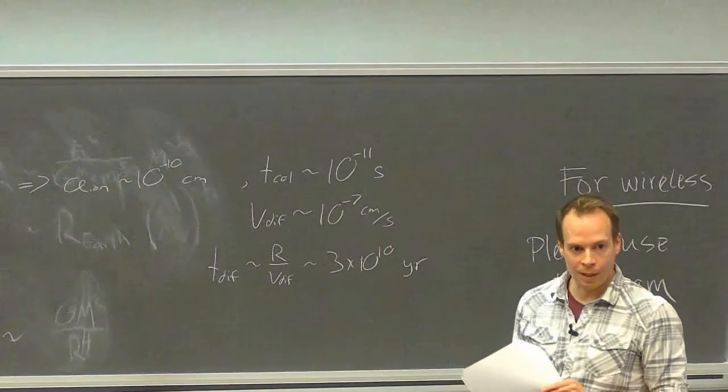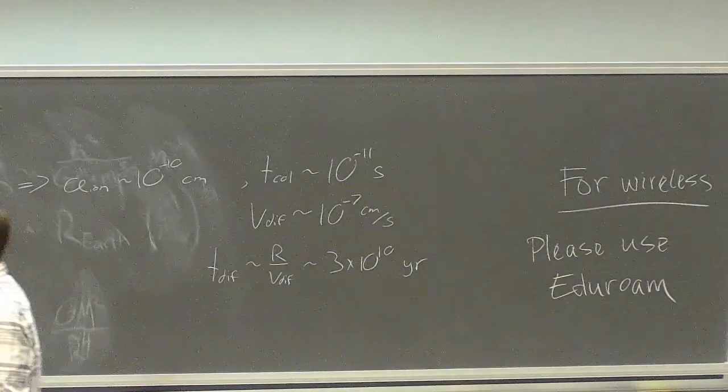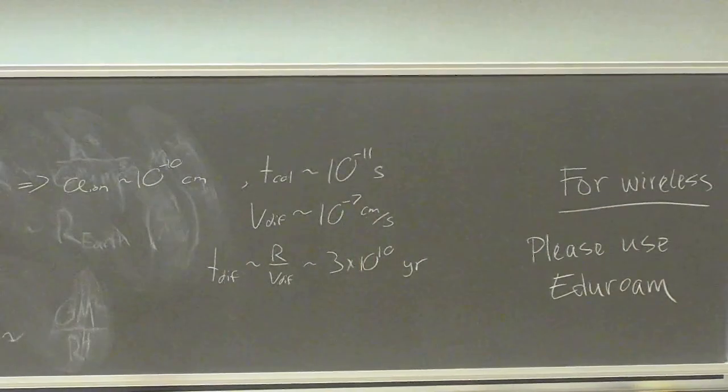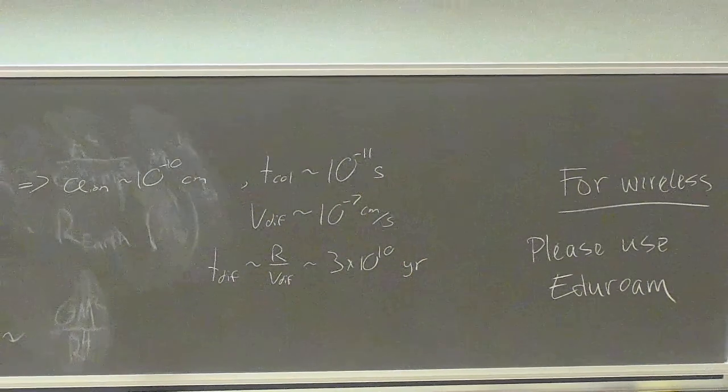So 30 billion years, that's a little bit longer than the age of the universe. So in the sun, this process isn't very important. It does happen a little bit, and we've actually measured that in helioseismology, but it takes a long time. It's a small effect.